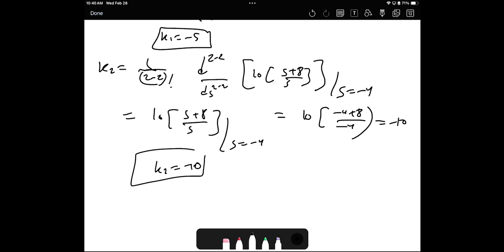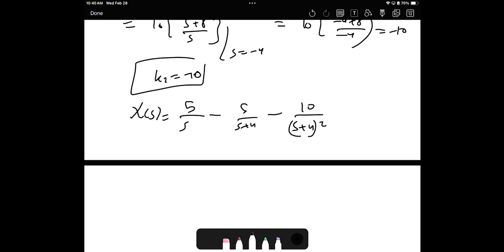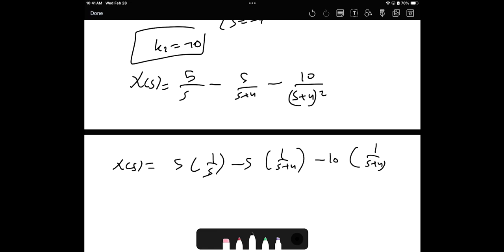After finding this, the rest of the problem will be easy. How? We can say that X of s equals C1, which is 5 over s, minus k1, 5 over s plus 4, plus k2, which is negative 10 over (s plus 4) all squared. Now how to find this? We can say X of s equal to 5 times 1 over s, minus 5 times 1 over (s plus 4), minus 10 times 1 over (s plus 4) squared.